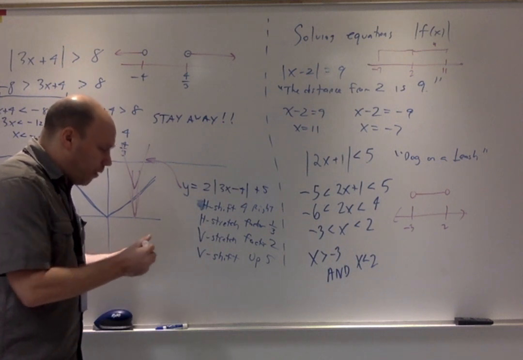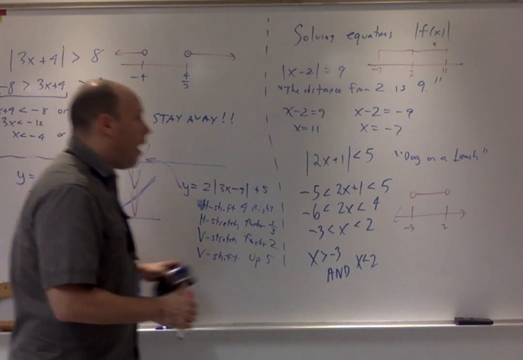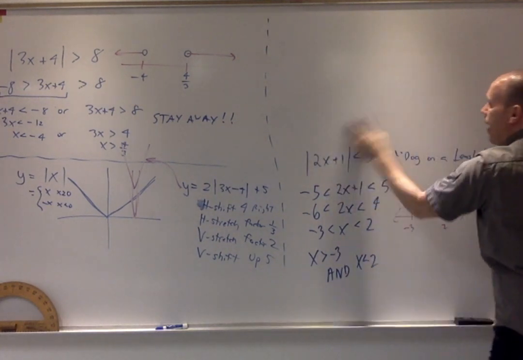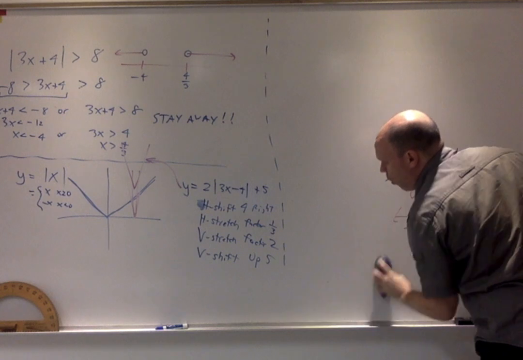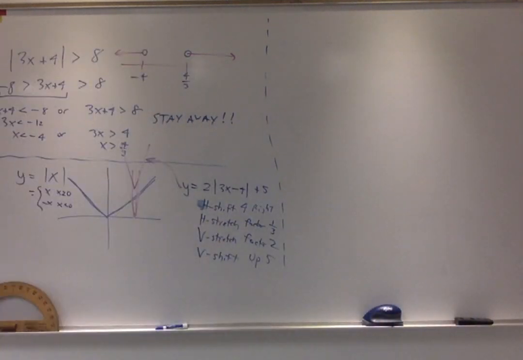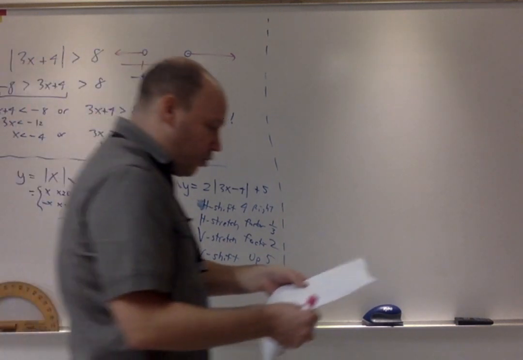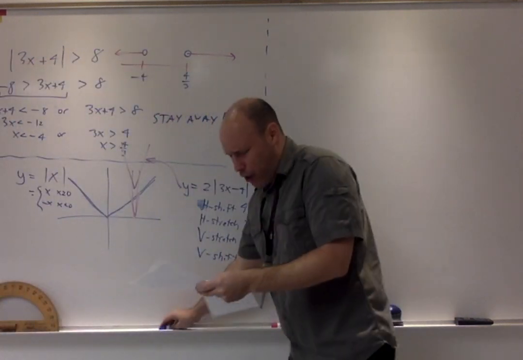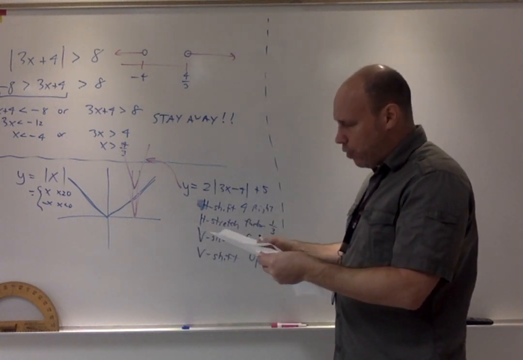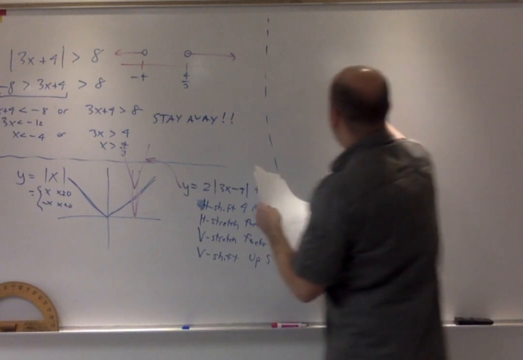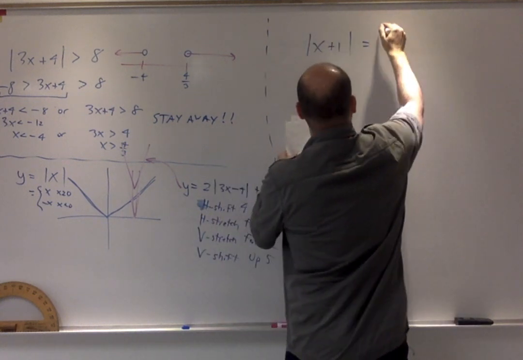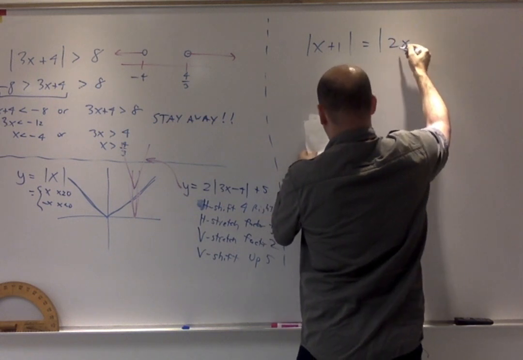Now, I bring up the graph because the book is going to ask you to solve absolute value equations with absolute values on both sides. A lot of kids do the algebra, tons of algebra. I'm like, wait a minute, let's think about this for a second. Let's take a look at the equation. The absolute value of x plus 1 is equal to the absolute value of 2x minus 1.